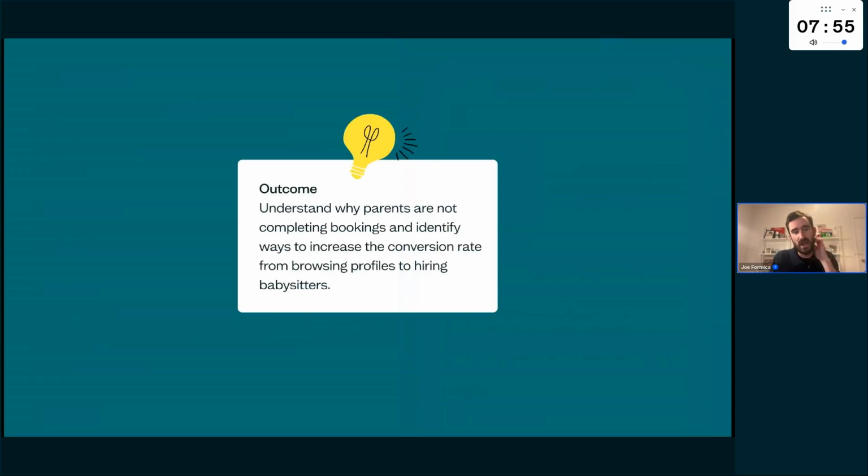Okay, so if the outcome that we want is to identify ways to increase the conversion rate from browsing profiles to hiring babysitters, we're going to look at two different research goals and methods, and compare them to see how a more focused research goal and method plays out, and how one that is a little more vague, let's say, can end up with you doing a lot of circles and rework in your research process.